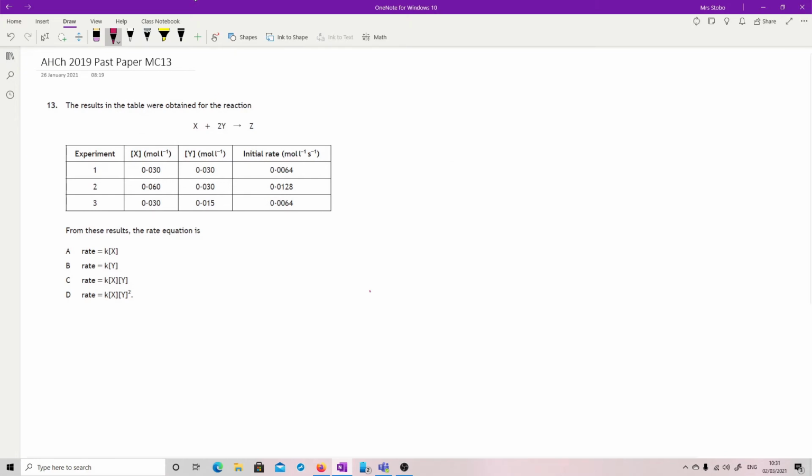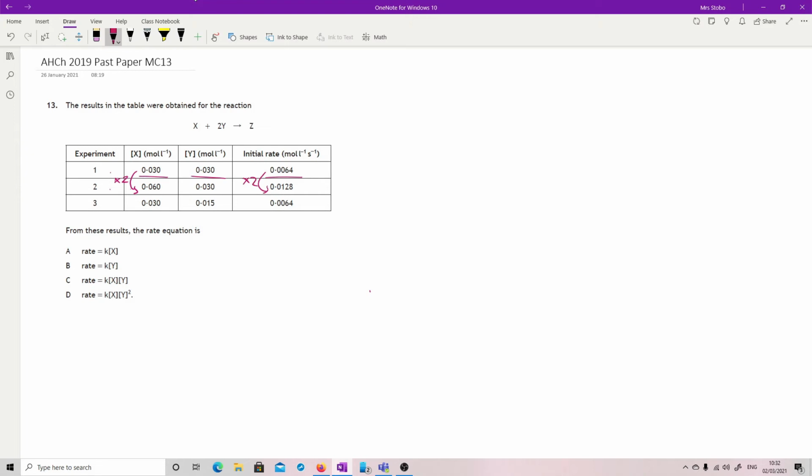The results in the table were obtained for this reaction: X plus 2Y gives you Z. You've got data for this one. From these results, the rate equation is... okay, so you've got to take pairs to figure out what's going on. Let's take the first one as your standard: 0.03, 0.03, giving us 0.0064. In experiment 1 to 2, I have doubled X, kept Y the same. So if I've doubled this, the rate has also doubled.